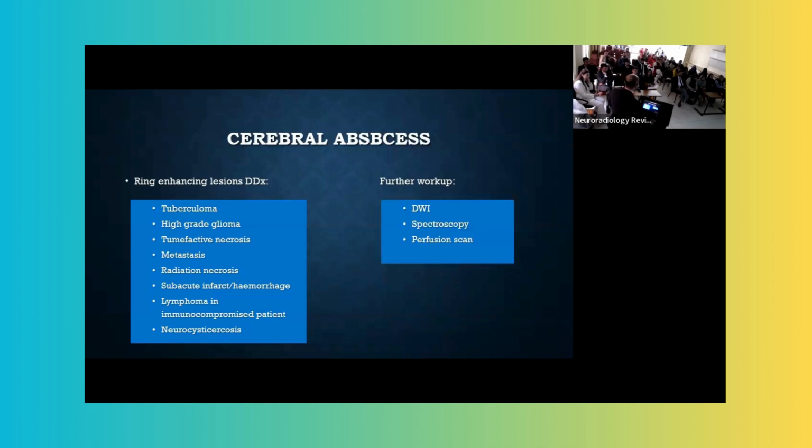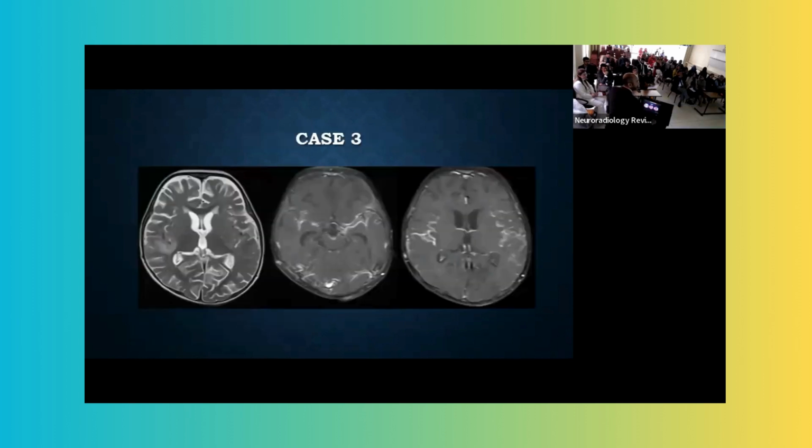You can use DWI. As we all know, we have lots of centers where a 0.3 Tesla scanner is used, suboptimal scans, and they're labeled either abscess or glioma, which is suboptimal practice. And then we have to order either DWI or spectroscopy depending on the need, on what we see. And perfusion scan you can use because perfusion will be more in tumors or in metastasis, okay? Particularly in a glioma, perfusion will be more. Okay, so case 3.